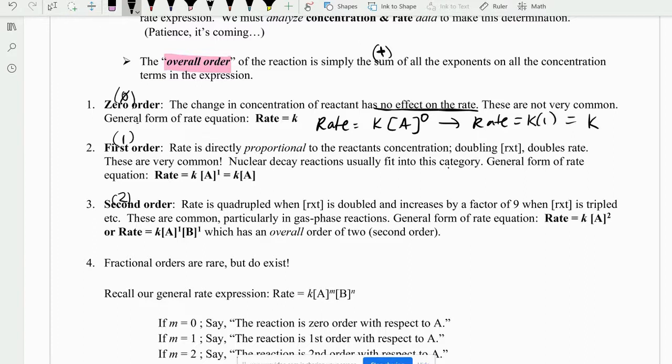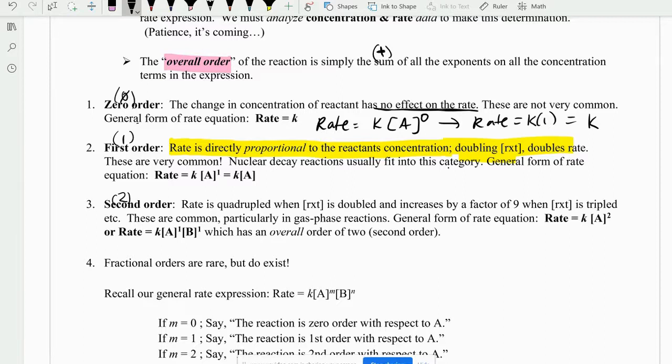Okay, what if a reactant is first order? Now, these are going to be probably the most common. So what does a first order reactant mean? That means that the rate is going to be directly proportional to the reactant's concentration. In other words, if you double a reactant, the rate doubles. If you triple a reactant, the rate's going to triple. If you quadruple a reactant, the rate is going to quadruple.